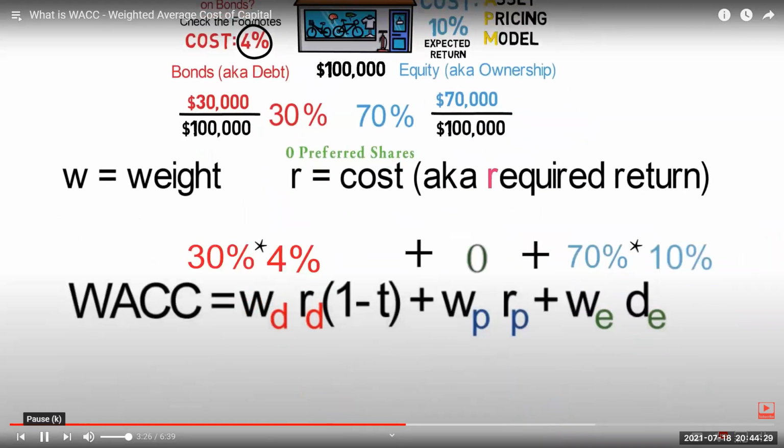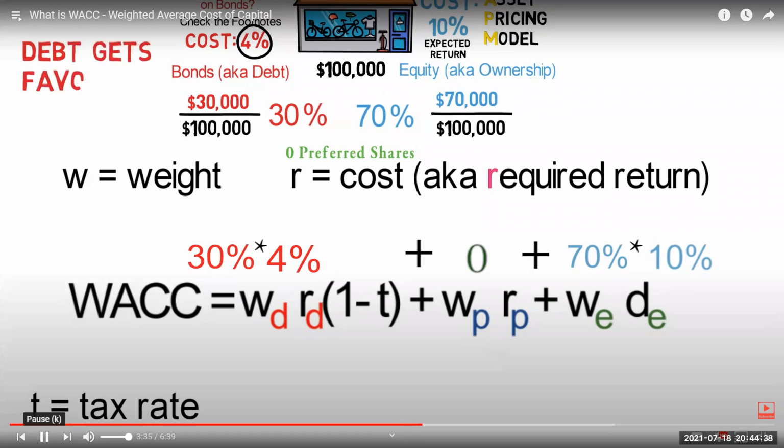Okay, so jumping back to the debt for a second. This 1 minus T. T stands for tax rate. As you can see, this only applies to the debt because debt has a unique feature of usually having interest payments that are tax deductible. The 4%, well, that's an expense. But that expense is before taxes.